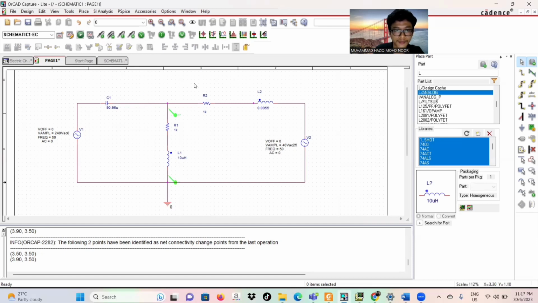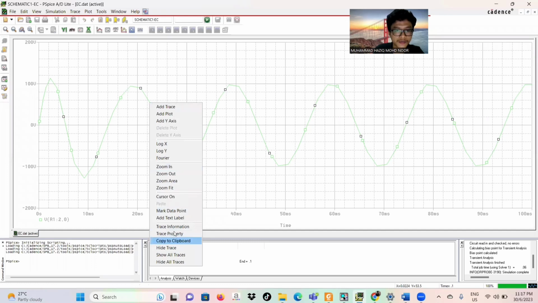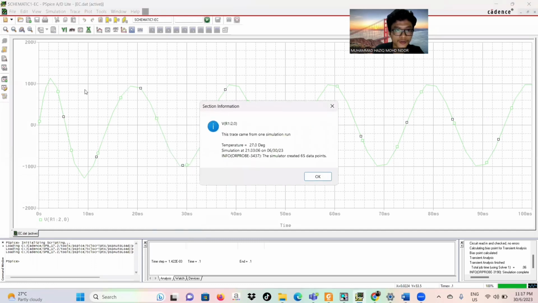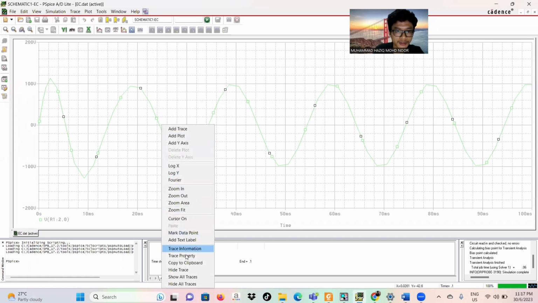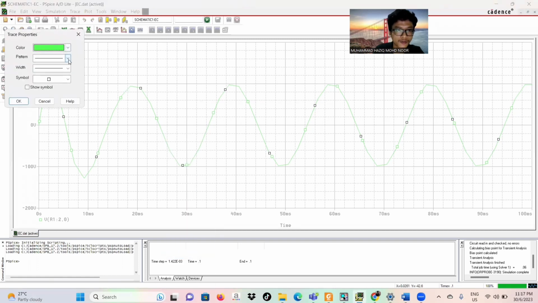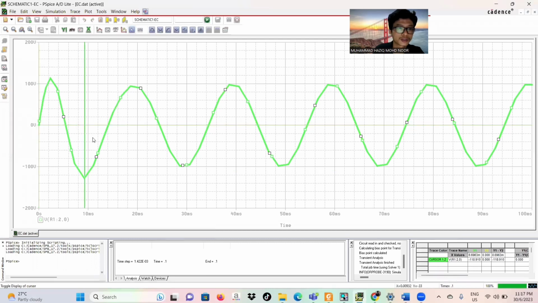So then you click over here, run PSpice. After you run PSpice, the probe will become green and you can observe the output over here. This is the value for voltage, the potential difference at the industrial load.